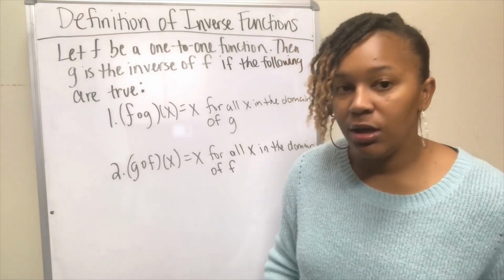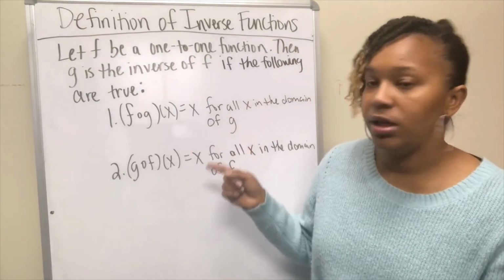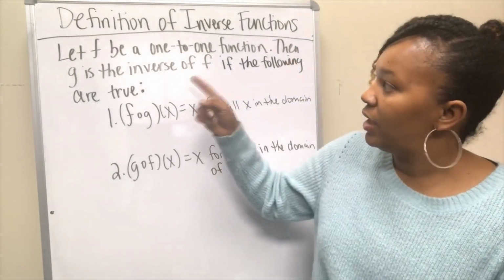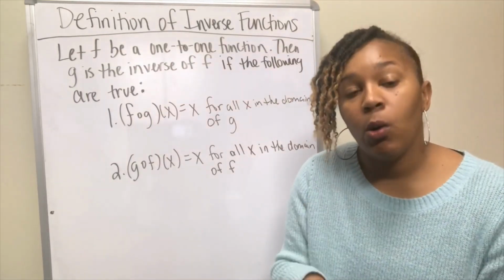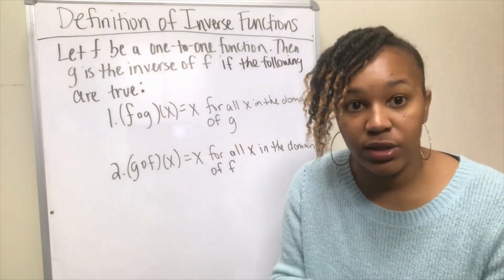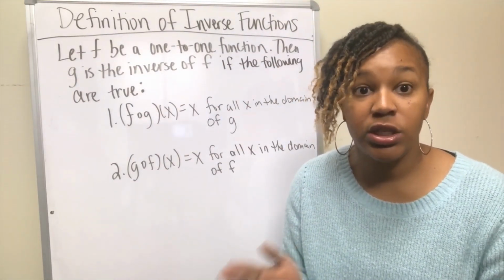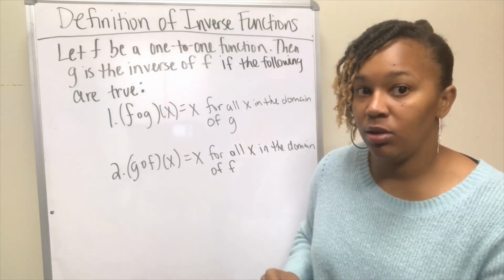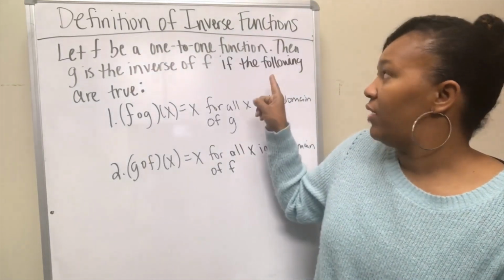And so basically, here's the formal definition of inverse. Let f be a one-to-one function. So only one-to-one functions have inverses. And that's because you're switching your x's and your y's. And we'll talk about that a little more in a minute. So only one-to-one functions have inverses.